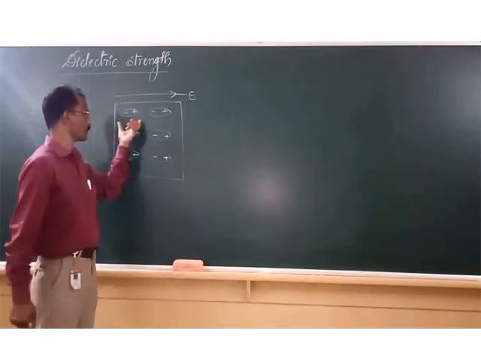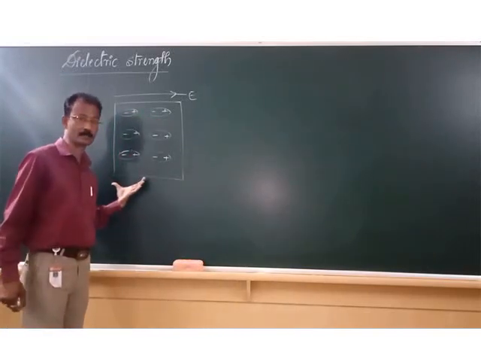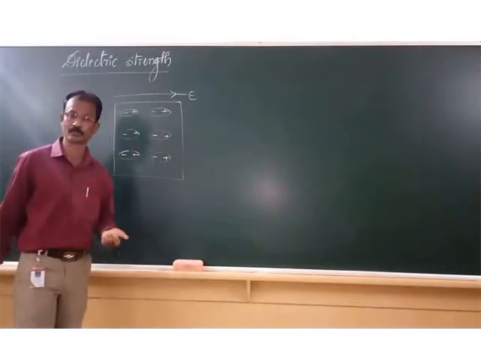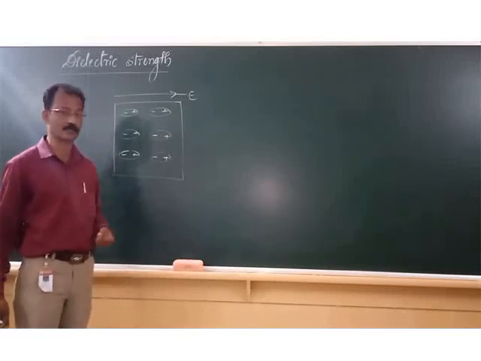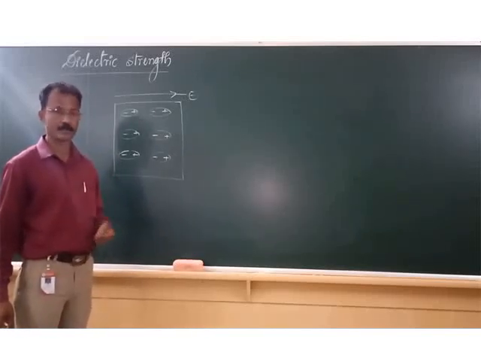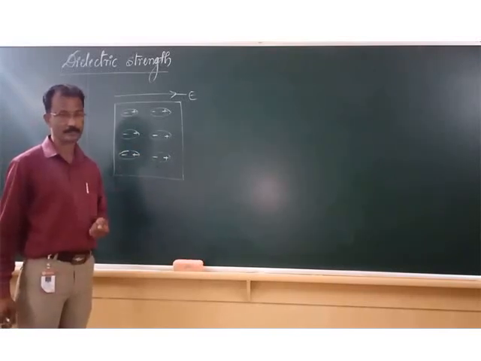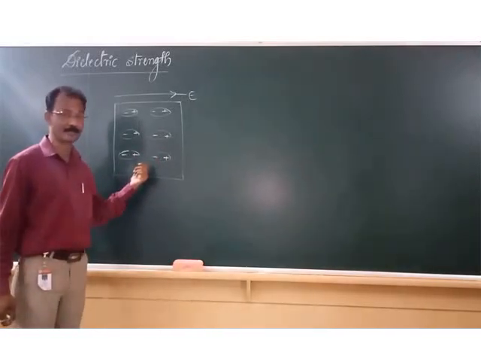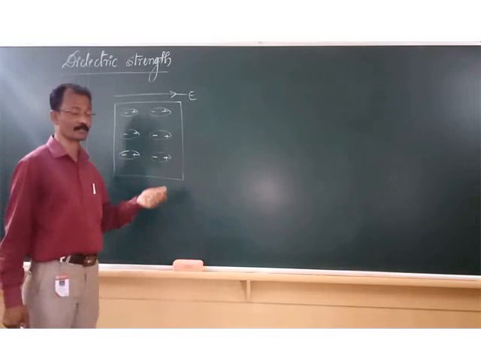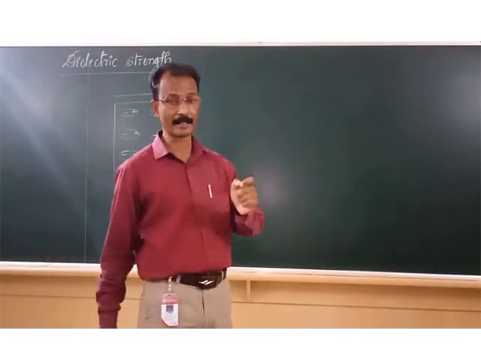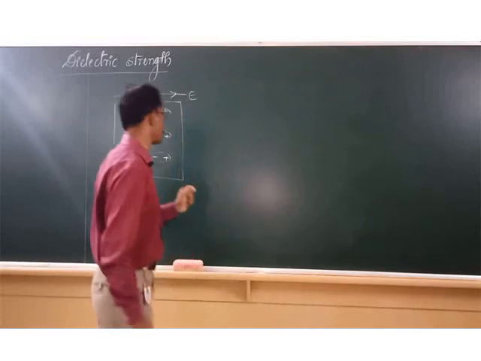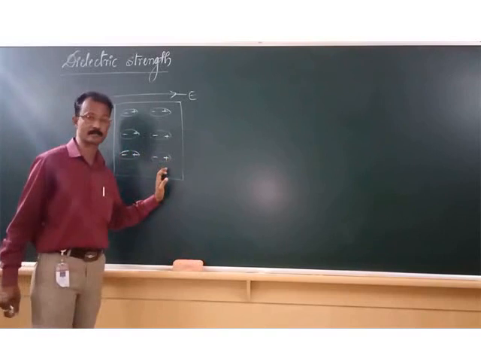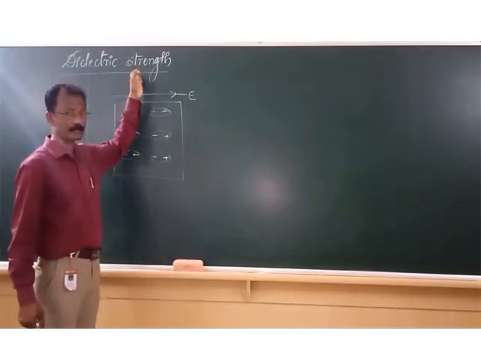Now the dielectric becomes a conductor. Free electrons move in a direction opposite to the external electric field, and that constitutes electric current. So electricity conducts; it is not an insulator, it becomes a conductor. This is known as the breakdown of dielectrics, and the corresponding electric field at which the breakdown of dielectrics occurs is called the dielectric strength.